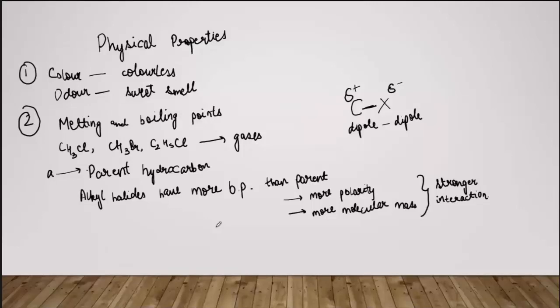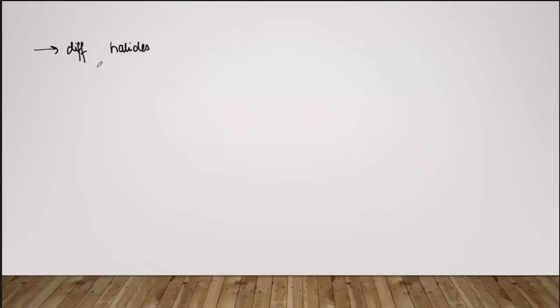Then we compare the boiling points among the different halides. Suppose we keep the alkyl group the same, say propane, so we'll talk about the propyl group. For different halides with the propyl group, we have propyl iodide, propyl bromide, propyl chloride and propyl fluoride. What would be the trend, or what would be the order of the boiling point? Again, as we discussed, the increase in the molecular mass and the size of the halogen atom will increase the van der Waals forces of attraction.